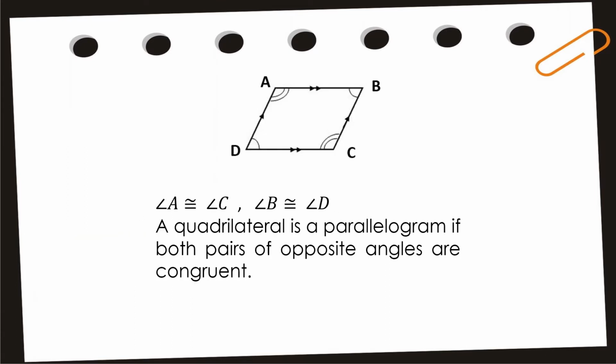So there you go. Angle A is congruent to angle C. Angle B is congruent to angle D. A quadrilateral is a parallelogram if both pairs of opposite angles are congruent.